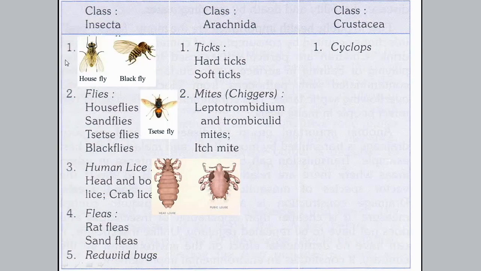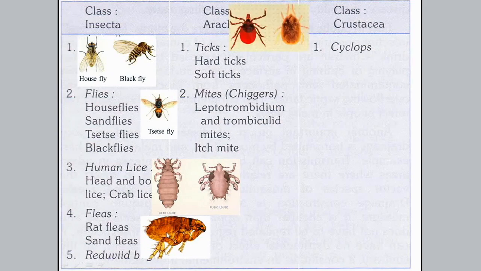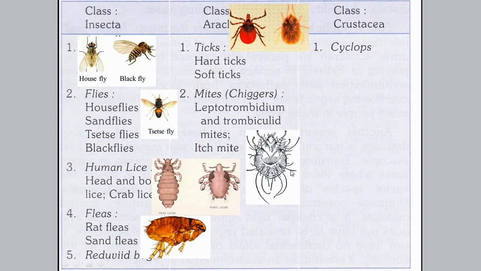Now you have to identify the housefly, and how it is different from the black fly and the tsetse fly. Then this characteristic image will represent the rat flea, and we have the hard tick and soft tick. This is the soft tick and this is the hard tick. Identify with the shape alone. Then this is the itch mite. Here the most important thing is, after identification you have to write what disease they are vectors of, what is the causative organism, and what is the control measure for the disease.